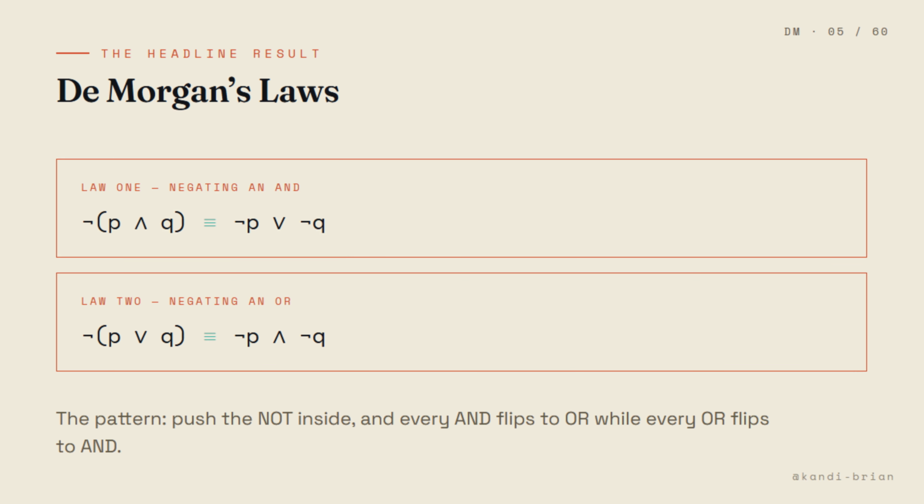Now for De Morgan's laws, there are two of them. Law 1, the negation of P and Q is equivalent to not P or not Q. Law 2, the negation of P or Q is equivalent to not P and not Q. Look at the pattern because the pattern is the thing to memorize. When you push a not inside the parentheses, two things happen. It lands on each piece individually, and the connective in the middle flips. Every and becomes an or, and every or becomes an and. That's De Morgan in one sentence. Distribute the not and flip the connective.